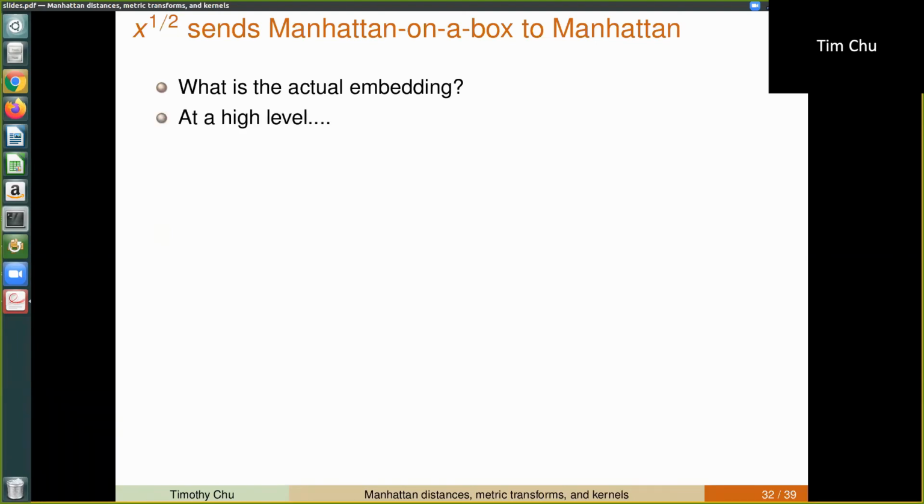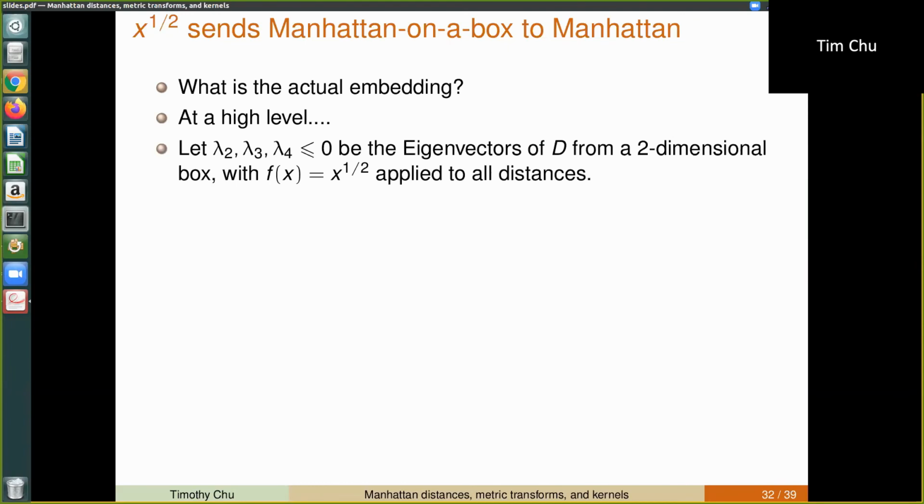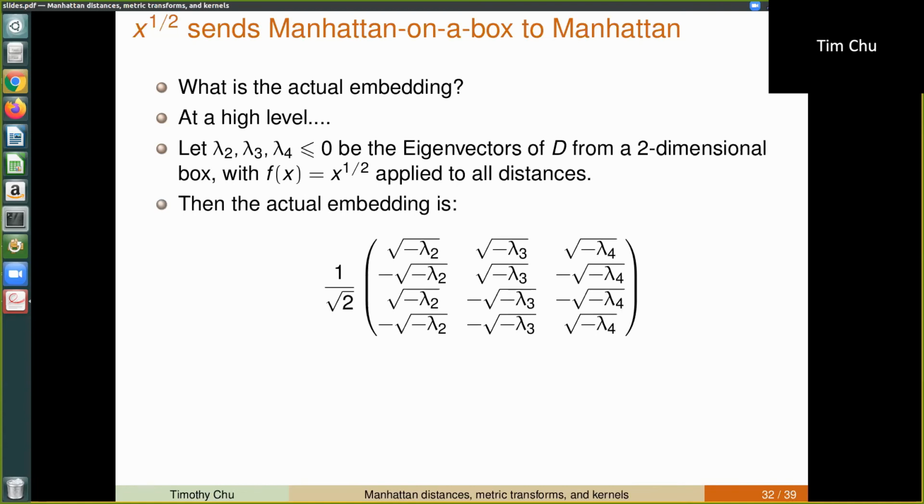So what is the actual embedding? Well, at a very rough level, without going through much details, let's suppose that the eigenvalues of this matrix D that we were looking at before are lambda 2, lambda 3, and lambda 4. As mentioned before, these are all negative or non-positive, besides for the all ones vector, which we're not looking at. The actual embedding is the rows of this matrix over here. Because each lambda is negative, every item under the square root is positive, so you don't have any imaginary numbers floating around here. But where did this embedding come from?